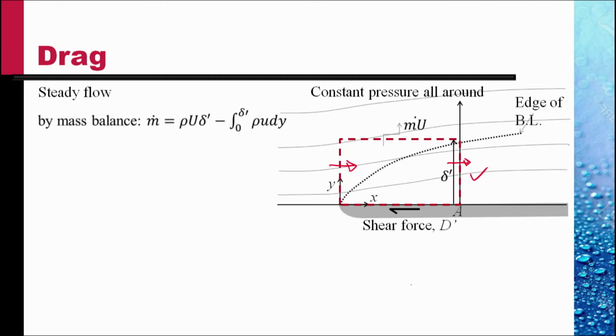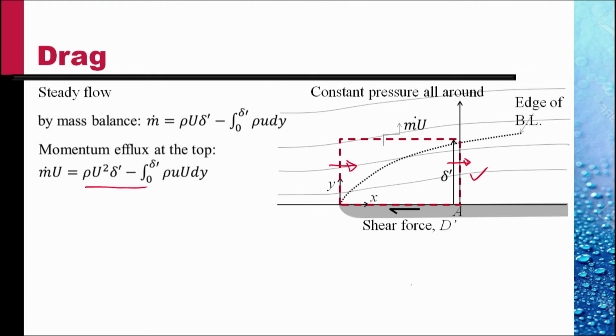Then let us consider the momentum balance. The momentum flux at the top, and it's an influx, is m dot times capital U. And with the expression for m dot obtained, this is given by rho U square delta prime minus the integral from 0 to delta prime of rho u capital U dy. This is the momentum flux at the top surface. And the momentum influx at the left surface is rho U square delta prime, because everywhere the velocity is the inviscid velocity capital U.